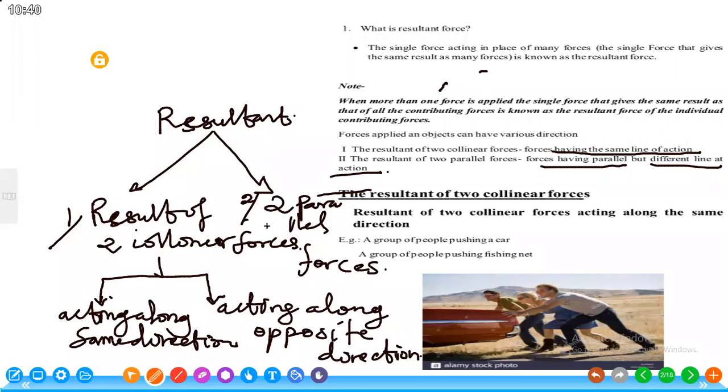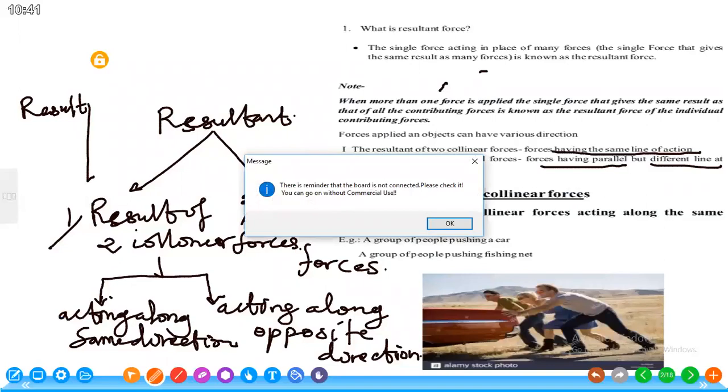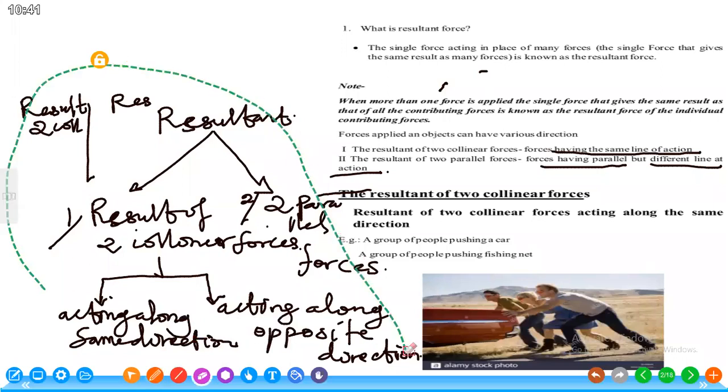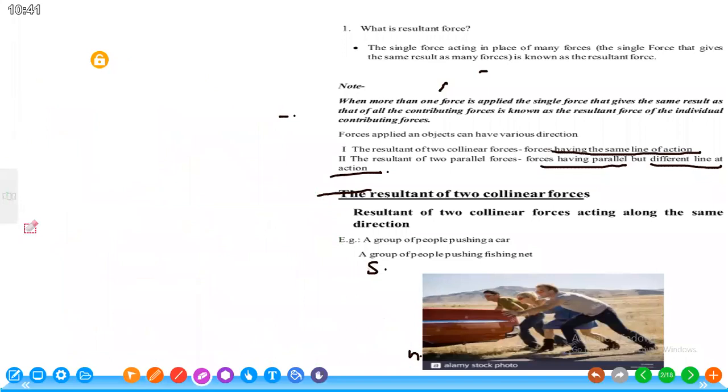So when asked a question such as, write two differences between the result of two collinear forces and the result of two parallel forces, you write down your answer like this. Write the difference between the result of two collinear forces and the result of parallel forces in that way.